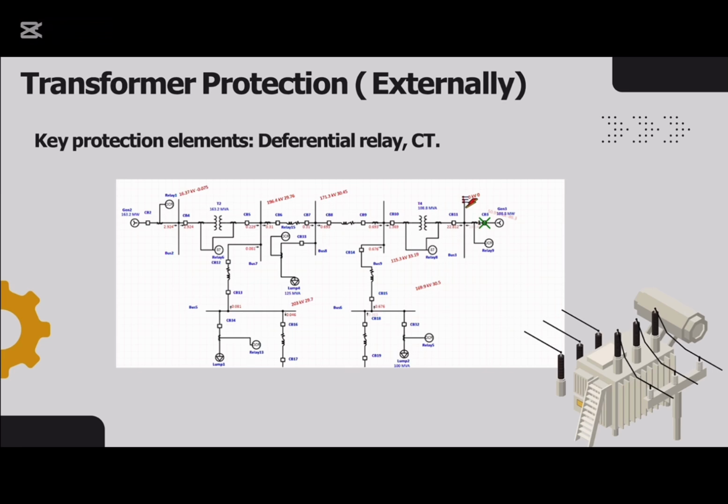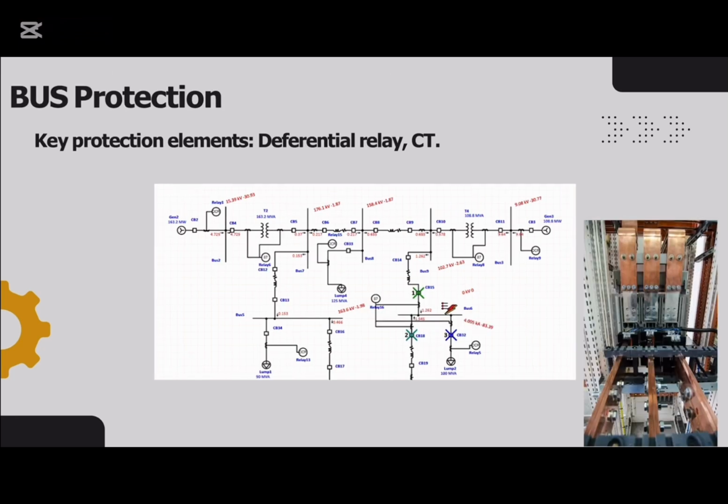For an external transformer fault, we extended the CT placement to nearby terminals and adjusted the relay settings. When we simulated a fault outside the transformer, the relay detected it but didn't trip immediately. Instead, the system allowed the line relay to respond first and the transformer relay to act as a backup. This shows good coordination between the protections while avoiding unnecessary tripping.